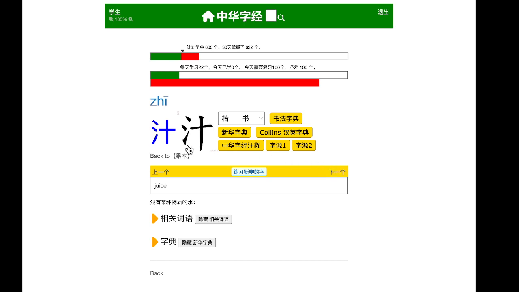But when you put the tree on the side, it sounds the same, shi, but it means a persimmon. Zhi. We got shi, the number 10 on the right for the sound, and 3 drops of water on the side tell you it's a liquid. Zhi is juice. So fruit juice or any sort of juice.